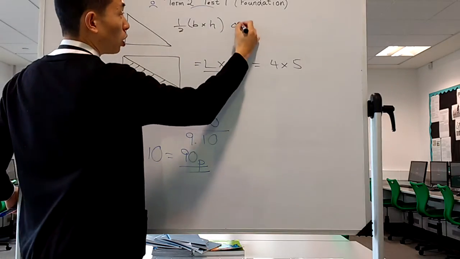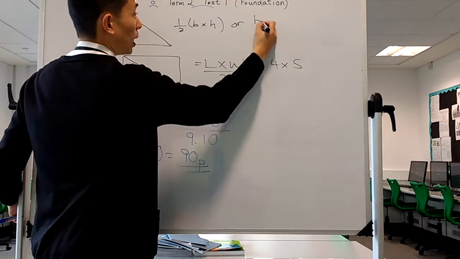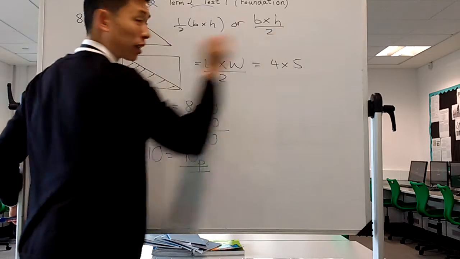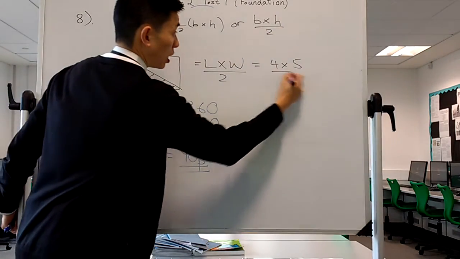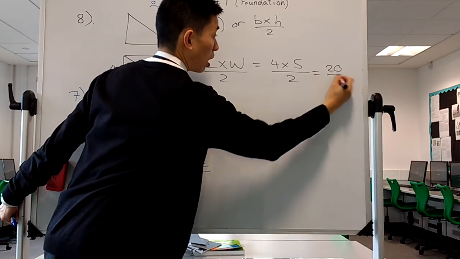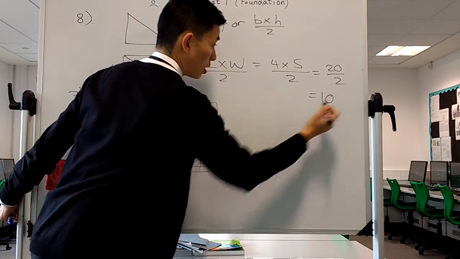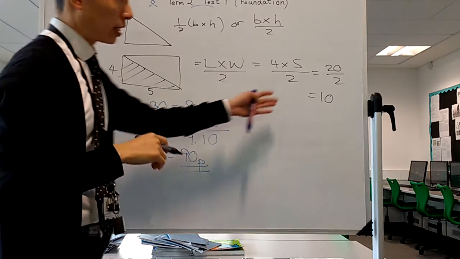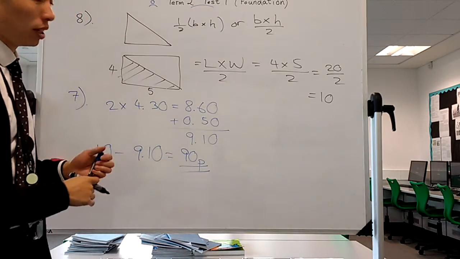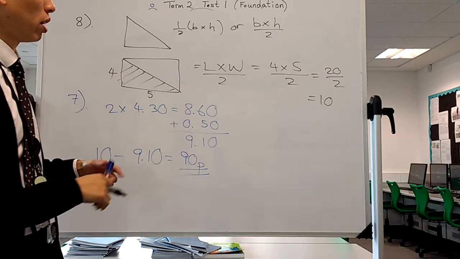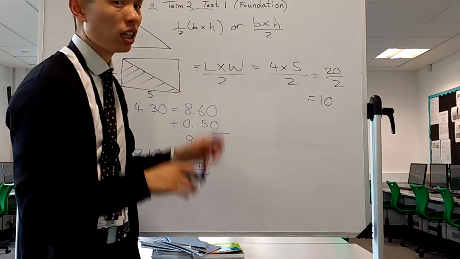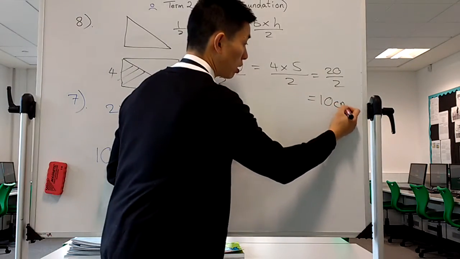So some people will learn from year 6, base times height and half, like that as well. They are the same formula. So 20, half, 10. Although we accept the answer 10, in real life, if we become engineers one day, we do have to write down the units.